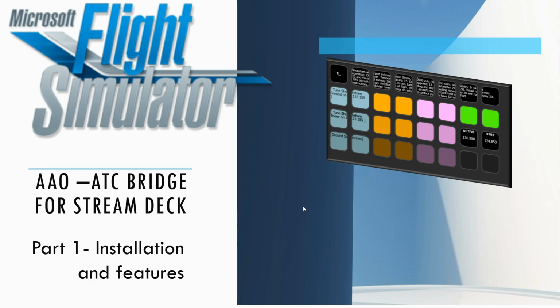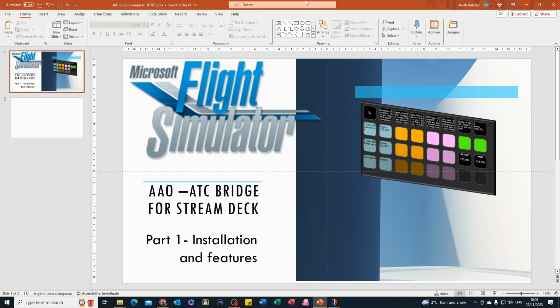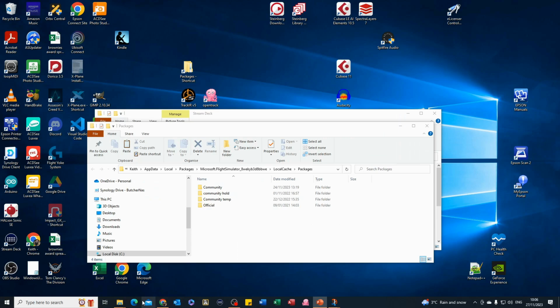So this is part one of a series of videos looking at Axes and Os and the ATC Bridge feature, which you can download from Lorby's website. And I'm going to do an installation and a quick overview of the features that are there. So let's get started and have a quick look at where you go to do that.